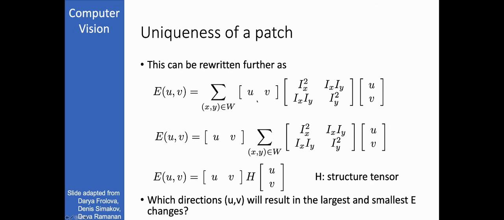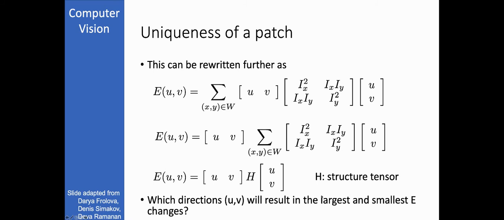Now, as the uv vector does not depend on x and y, nor does it depend on the window, it can be taken out of the summation. So when I take it out, I see that it's uv times the sum of this matrix over the window, and then again uv. The matrix here is what's called the structure tensor of the image. And I can simply write it as this guy here: uv times H times uv. So it's the inner product of uv with respect to the structure tensor.